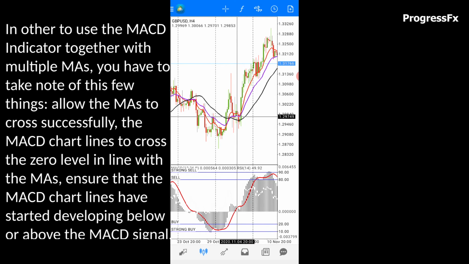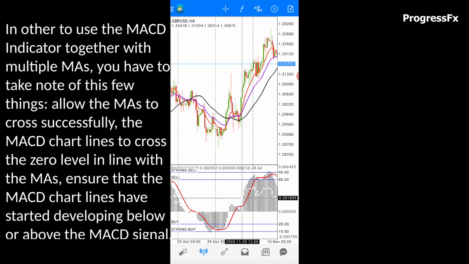But whichever way, what you have to do is wait until you find a bullish or bearish engulfing candlestick. Look at the bearish engulfing candlestick in this case. Look at the bullish engulfing candlestick in this case. So you wait closely until, and of course the first bullish engulfing candlestick here is the same first MACD chart line that went above the signal line. So in as much as this chart line is growing above the signal line, you are to wait.